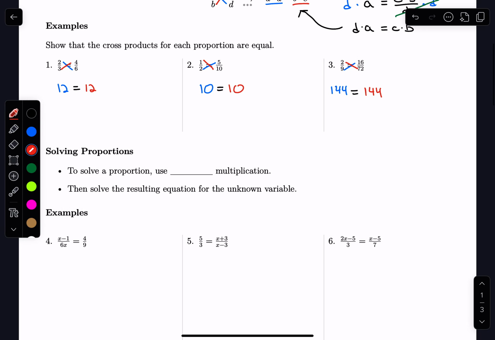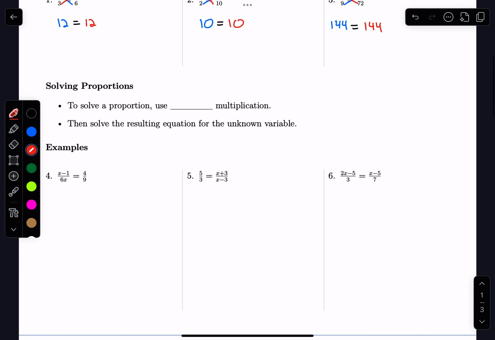So now to solve proportions, we're going to do exactly what we just did. To solve a proportion, use cross multiplication.